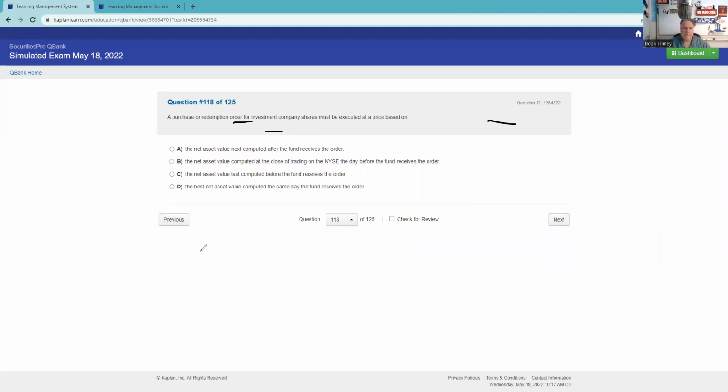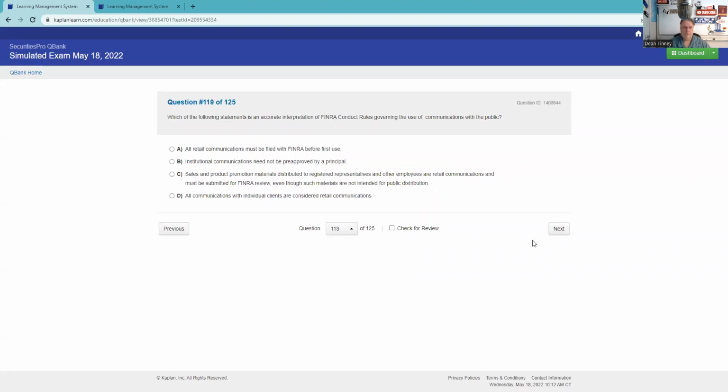A purchase or redemption order from an investment company must be executed at a price. This is called forward pricing. It's based on the next calculation of the NAV. The next calculation of the NAV. It's called forward pricing, very testable. And so it's going to be the next calculation. And remember, they have to do that once per business day.